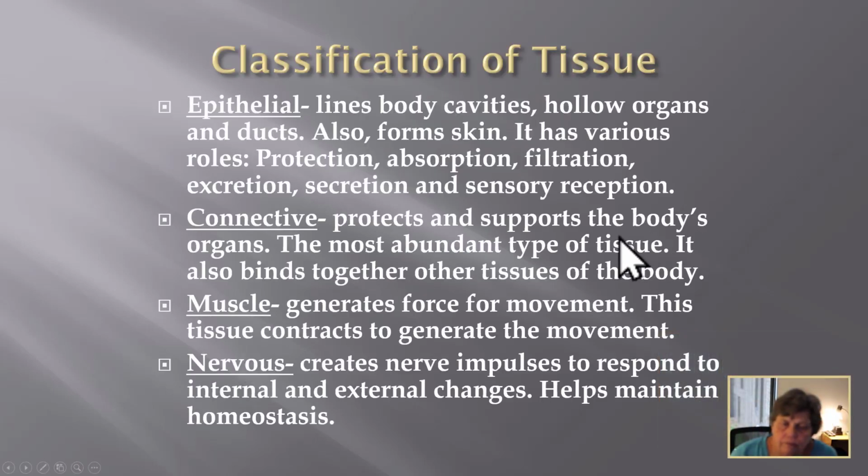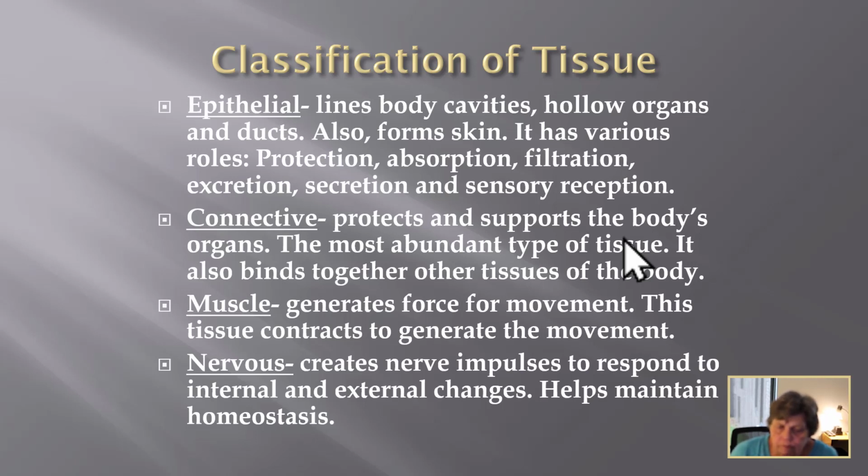All right, so first of all, the classification of the tissues. We classify tissues into 4 different groups: epithelial tissue, connective tissue, muscle tissue, nervous tissue. Epithelial tissue lines things, lines the inside, lines the outside. It lines organs, it lines ducts, it forms the skin, it's protective, it absorbs, it allows for filtration, it allows for secretion, it allows for excretion. So this is a very, very important tissue.